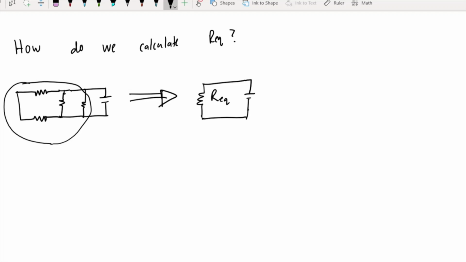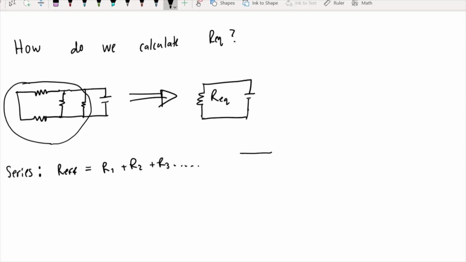Well, it's different if you have a series combination or a parallel combination. Whenever you have a series combination, R effective equals R1 plus R2 plus R3 dot dot dot. So whenever you have something in series, you just simply add them like you would anything.